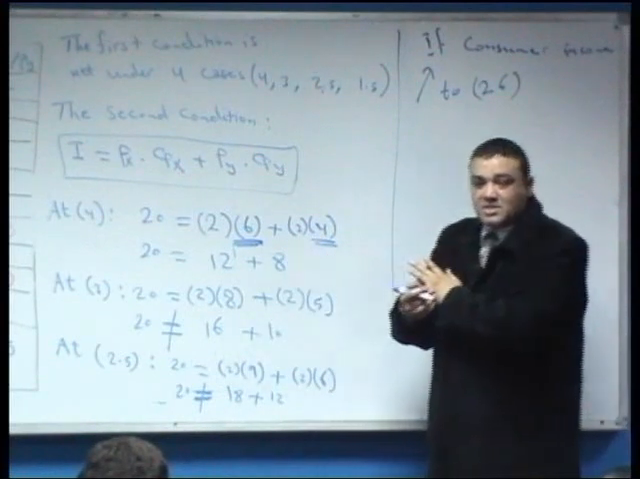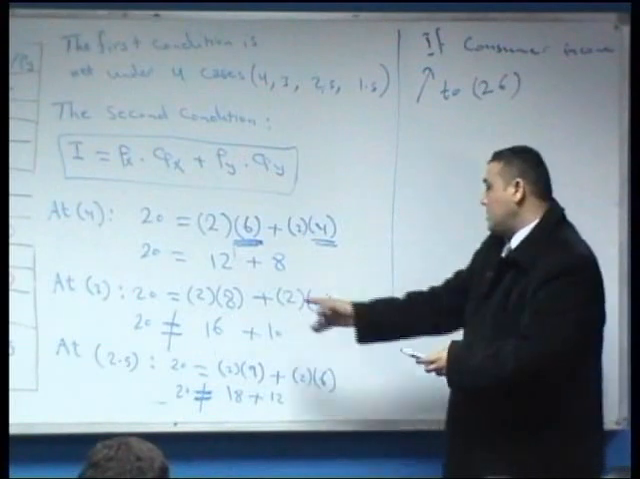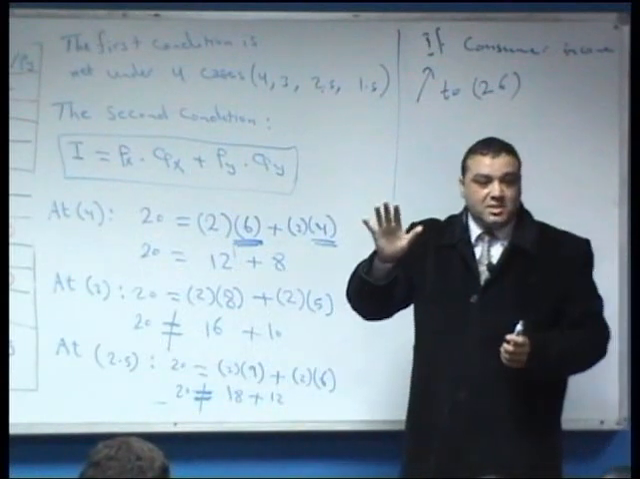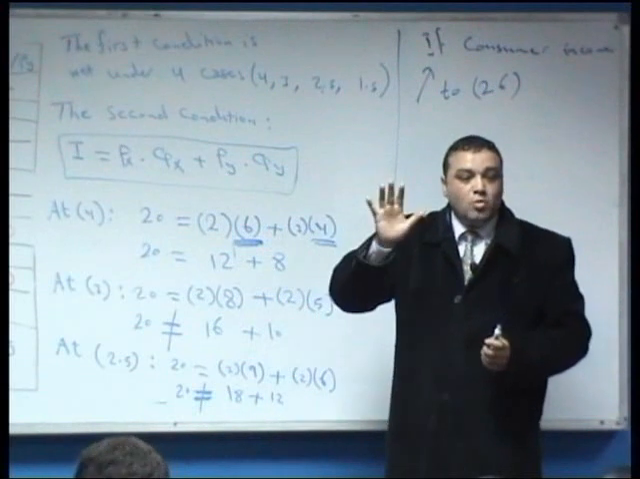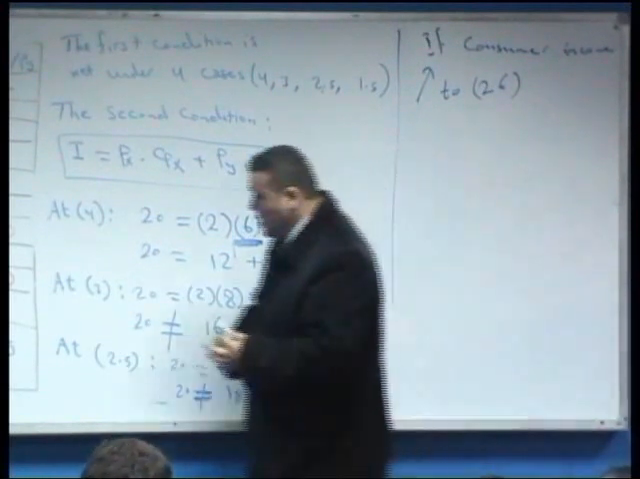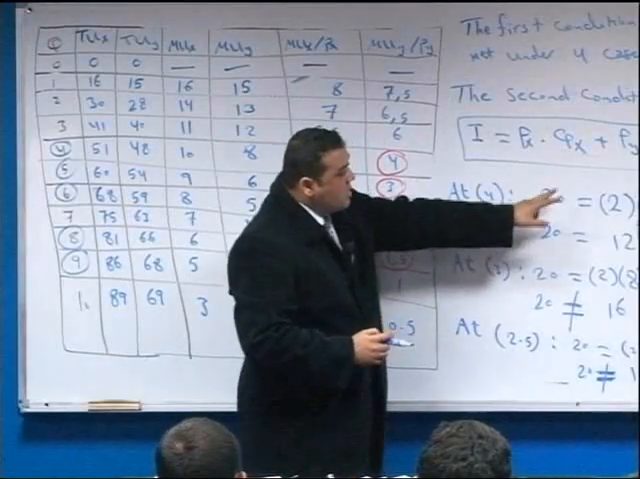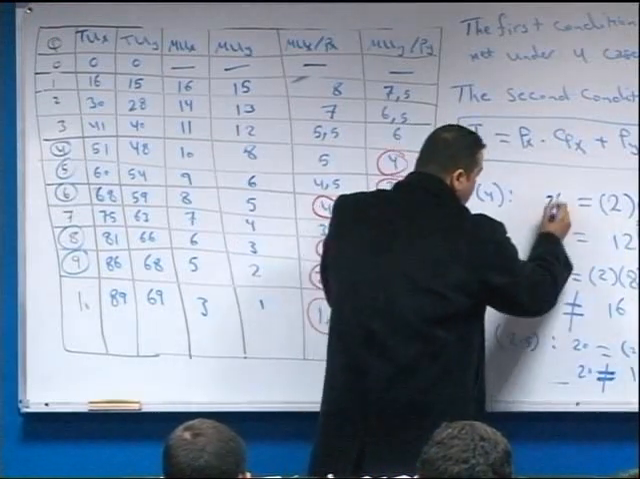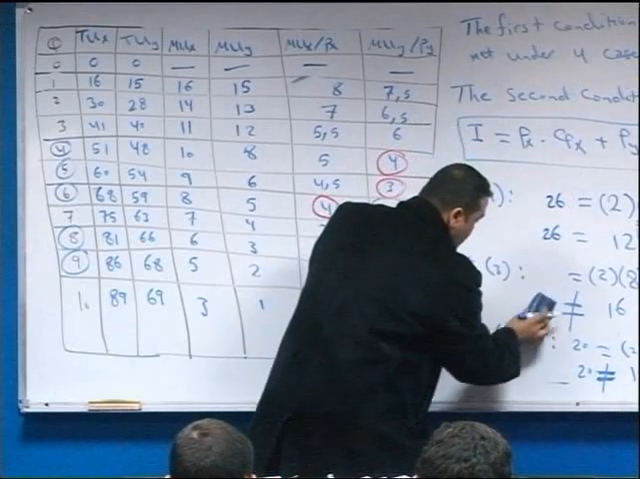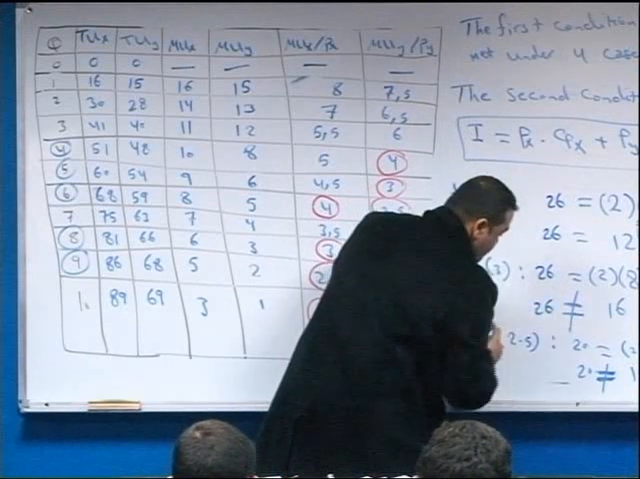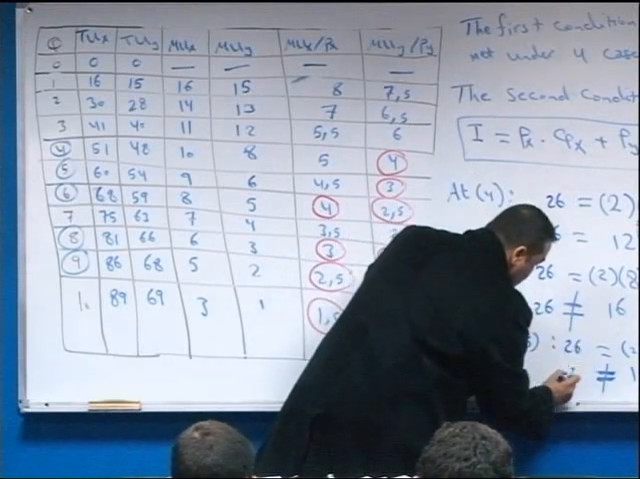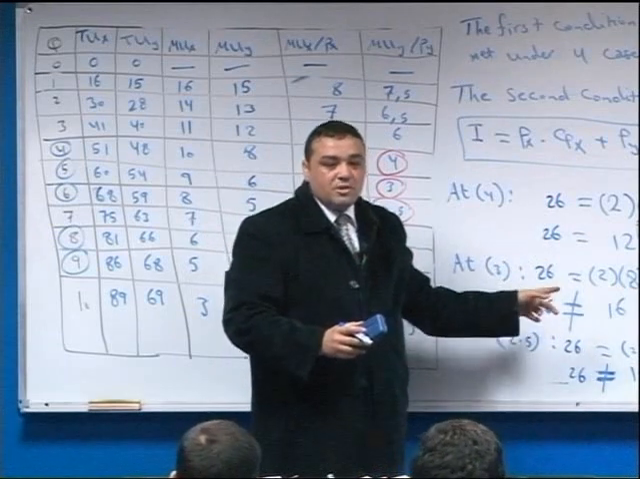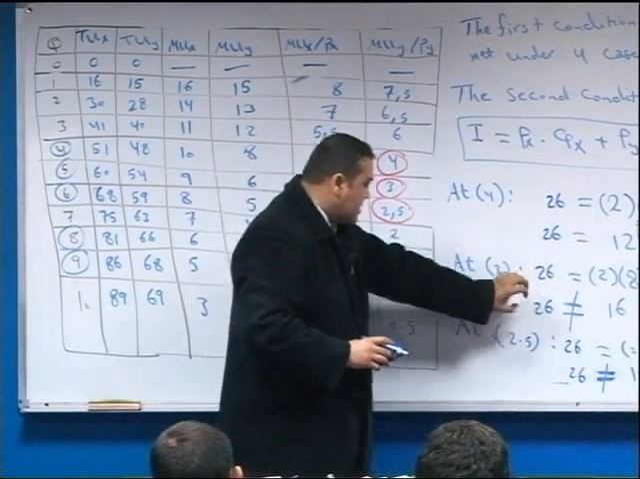We have to do a test for the second condition. In this case, we have to change the consumer income, and still the prices, the price of X and the price of Y, would remain constant. So when the income increased to 26, we have to change the results here: 26, 26, 26, 26, 26. In which case the second condition is met at the 3.